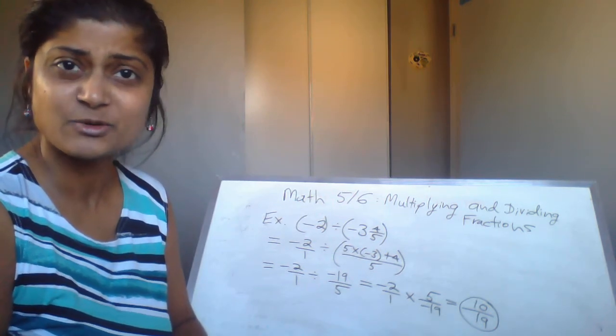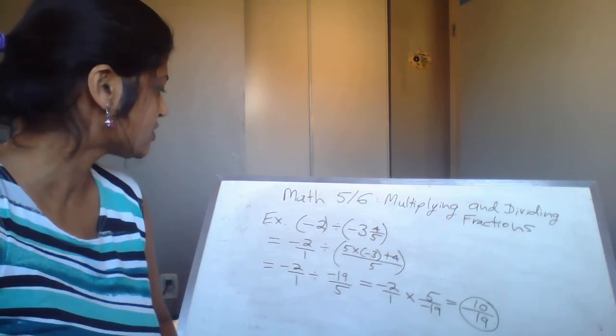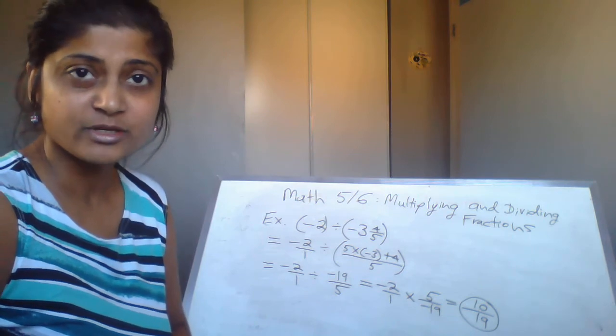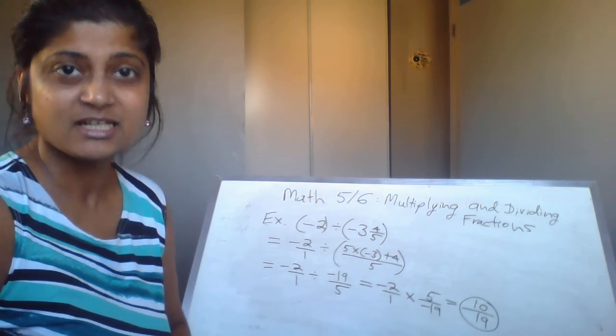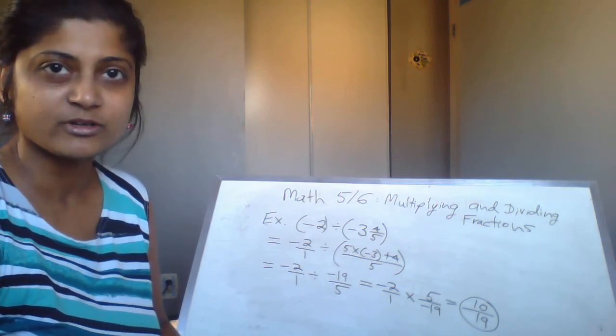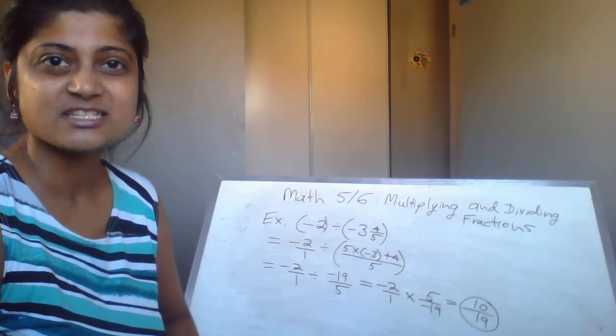Are there any questions here? Again, when you're multiplying fractions, I just have to make sure that I'm multiplying the numerators and the denominators separately. When you're dividing fractions, I just need to make sure I am flipping over that second fraction. All right, so if there are no questions, that brings this video to an end.